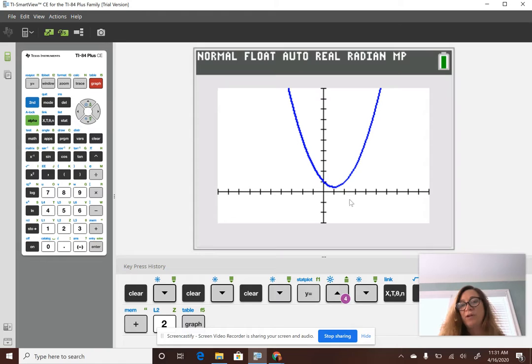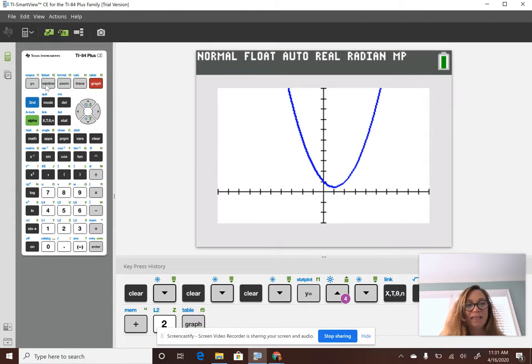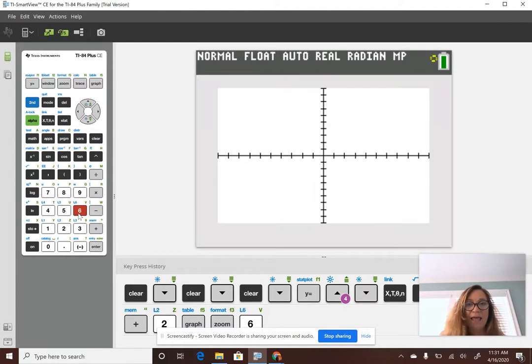Now you'll notice my window's a little bit different than what's on the paper. So if you want that standard window, that's always zoom 6. That gives you that negative 10 to 10, negative 10 to 10 window. So this is actually what it would look like on your paper.